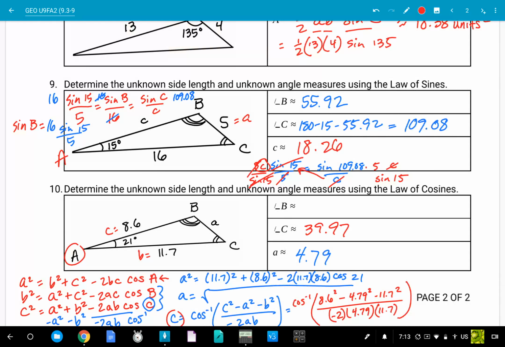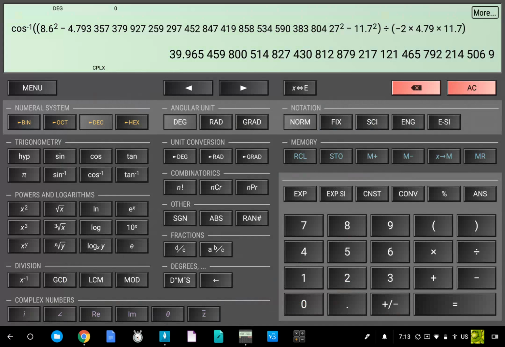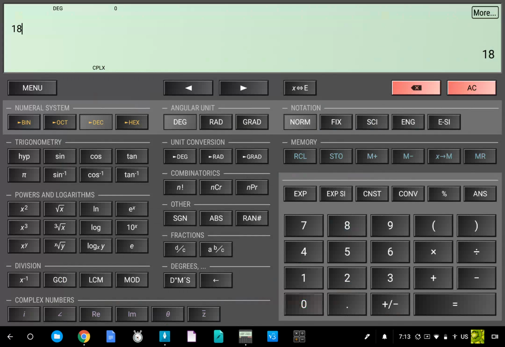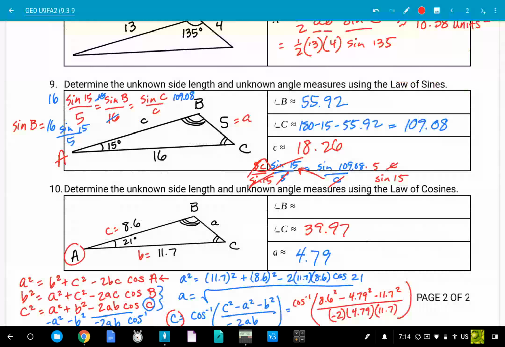39.97 degrees. And if I subtract that from 180, so if I do 180 minus 21 minus 39.97, I get 119.03. It's about 119.03. All right, there you go.